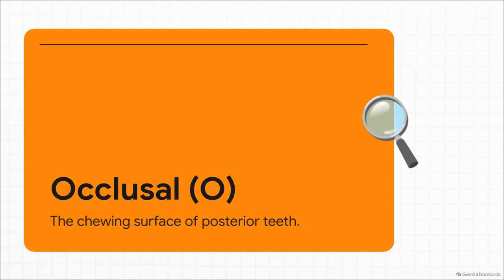Finally, we have the occlusal surface, abbreviated as O. This is the broad, flat chewing or grinding surface. And just like incisal belongs only to the front teeth, occlusal belongs exclusively to the posterior teeth, your premolars and molars. They do the heavy lifting of chewing, and that is exactly what the occlusal surface is designed for.